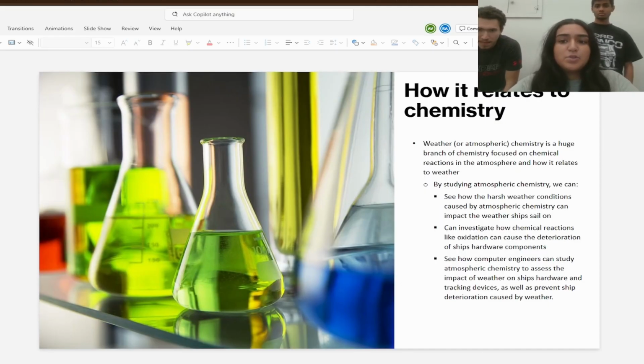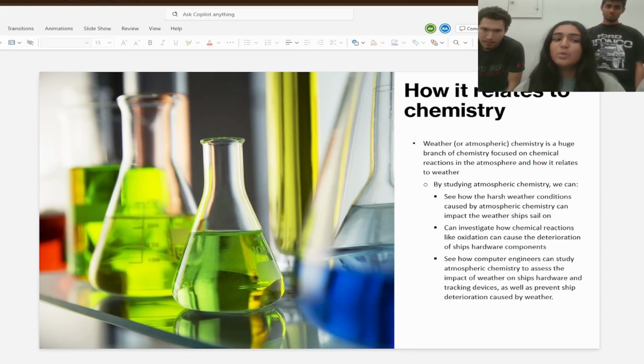So, how does it relate to chemistry? Weather or atmospheric chemistry is a huge branch of chemistry focused on chemical reactions in the atmosphere and how it relates to weather. By studying atmospheric chemistry, we can see how the harsh weather conditions can impact the waters ships sail on. It can also help investigate how chemical reactions such as oxidation can cause the deterioration of ships' hardware components. And finally, you can see how computer engineers can study atmospheric chemistry to assess the impact of weather on ships' hardware and tracking devices, as well as prevent ship deterioration caused by weather.